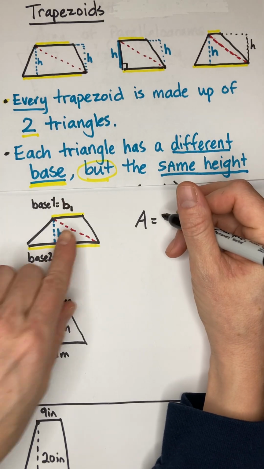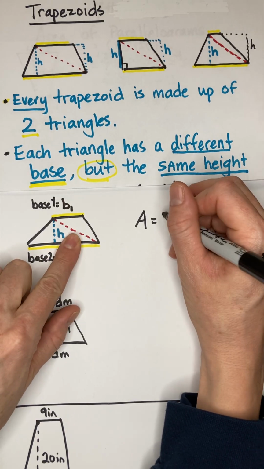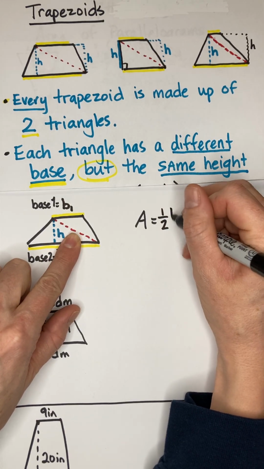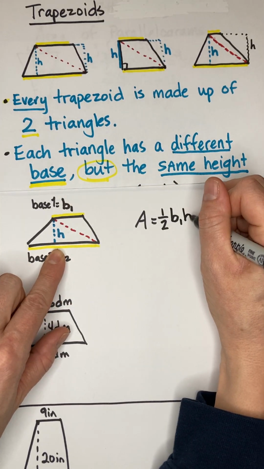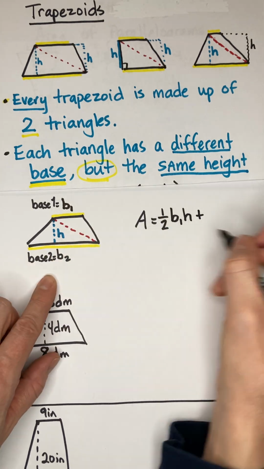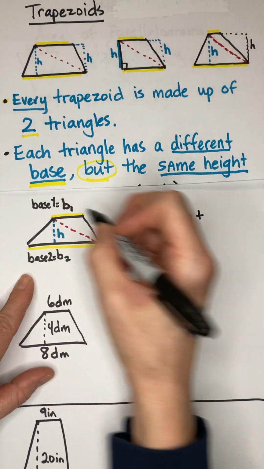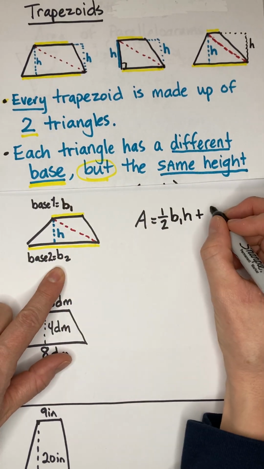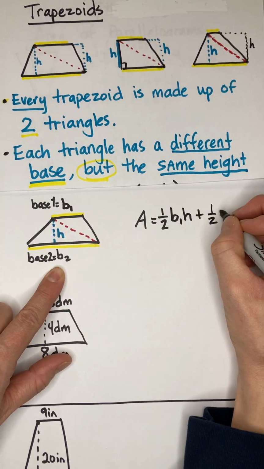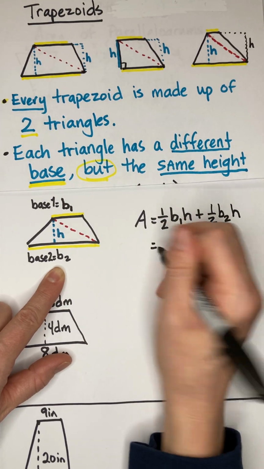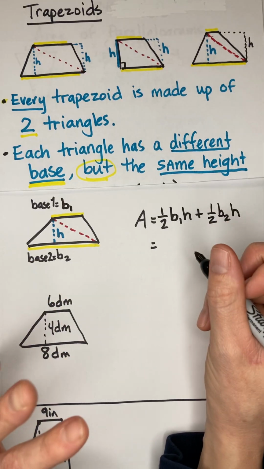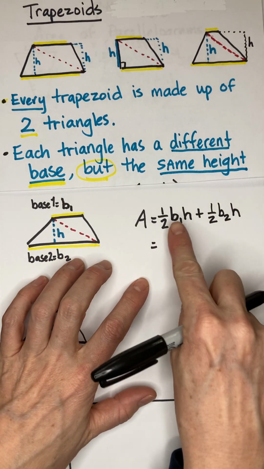Okay, so our first triangle with B1, our formula is 1/2 times the base, which is B1, times the height, which is H. Okay, our second triangle, we're going to add them together to get the area of the whole shape, is 1/2 times the base, which in this case is B2, times the height, which is also H.